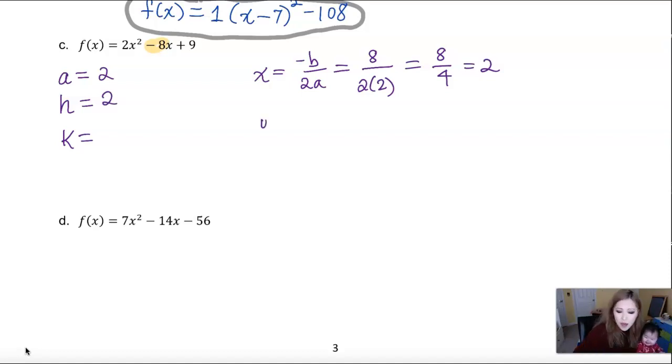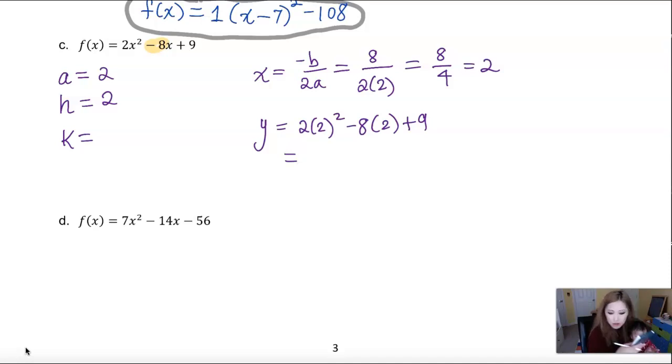All right, let's find the y value by plugging in 2 into the function. So 2 times 2 squared minus 8 times 2 plus 9. I'm glad I bought this calculator. This does a lot of things for me. 2 times 2 squared, minus 8 times 2, and plus 9. And I got 1. All right, so the y value is 1.